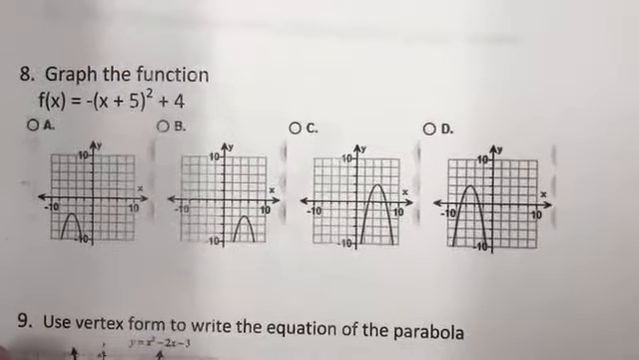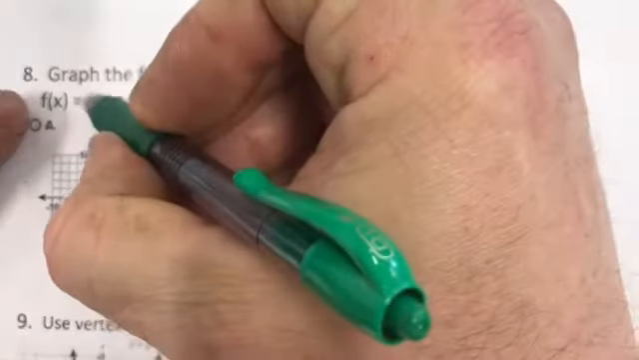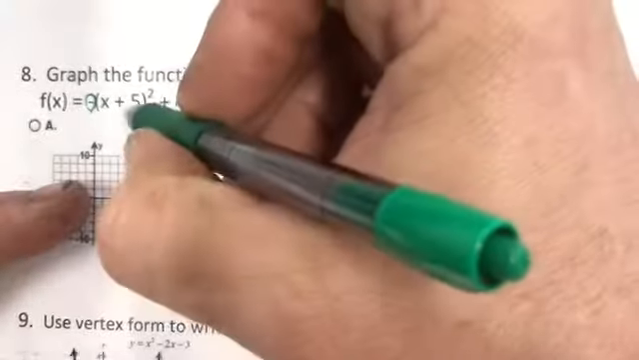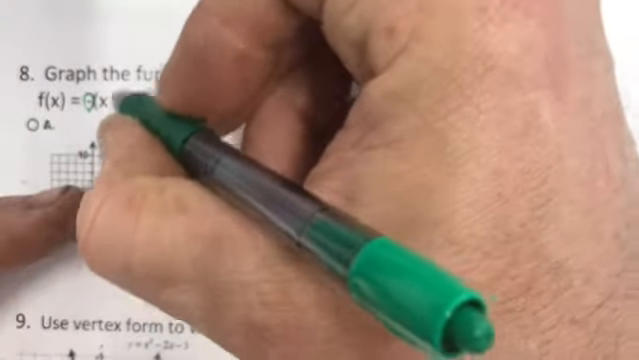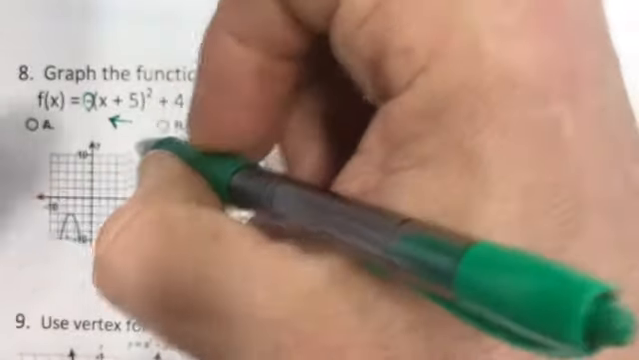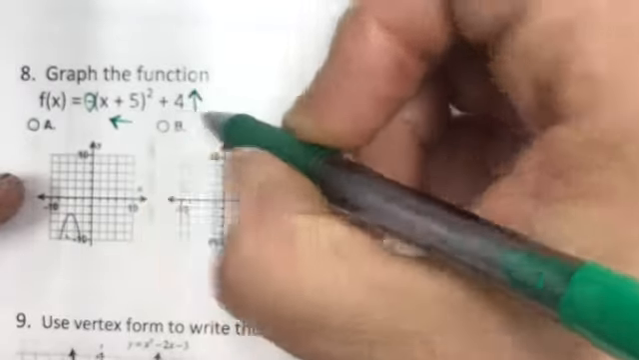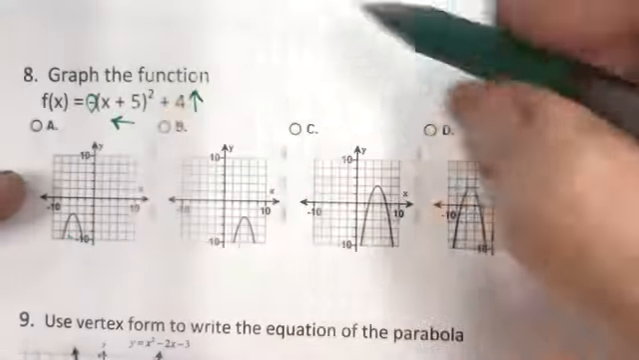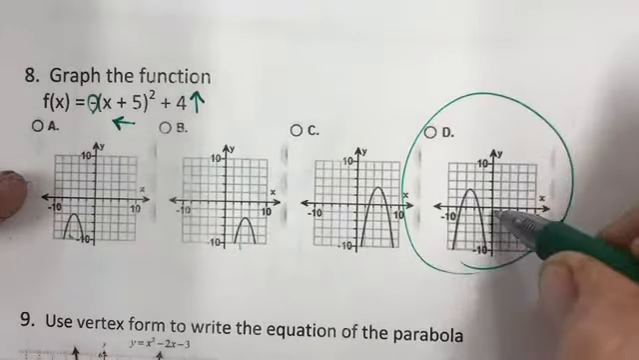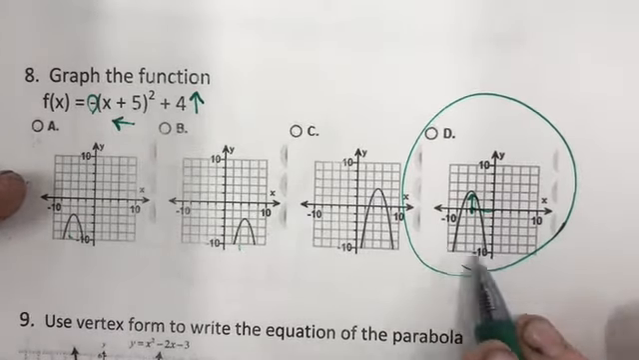Okay, number 8. Graph this function. Okay, first thing I see is this negative out front, which means it's going to go down like all 4 of these are. So they're all going down because of that negative. And then right here, inside here is going to go left or right. Well, since it says plus 5, it's going to go to the left, to the negative 5 side. And then this is going to go up 4. So I'm going to go to the left 5, and I'm going to go up 4, which looks like right here. See, it goes to the left 5, and it goes up 4. So there's my answer right there.